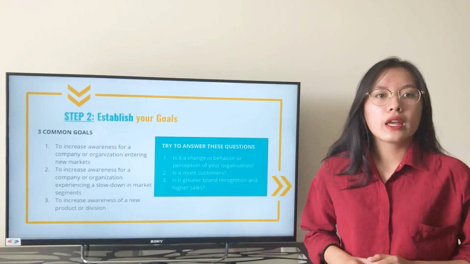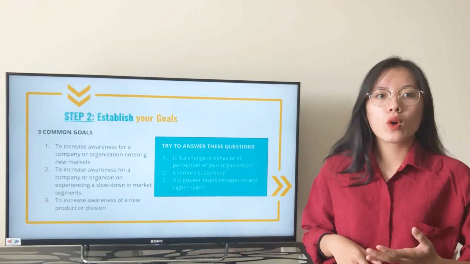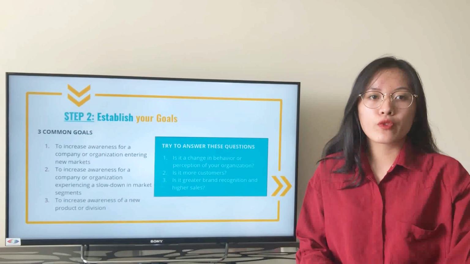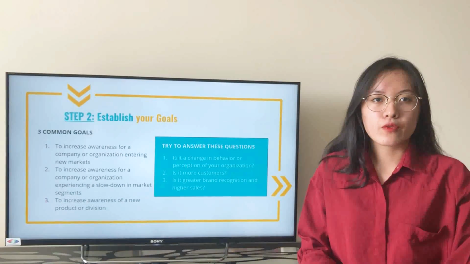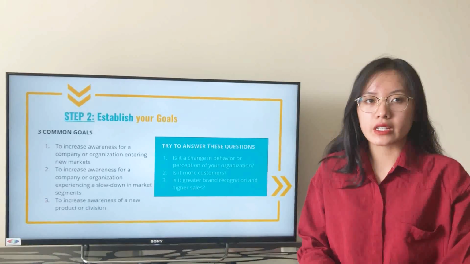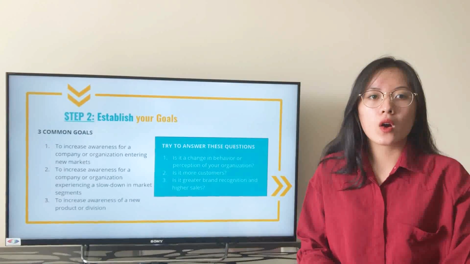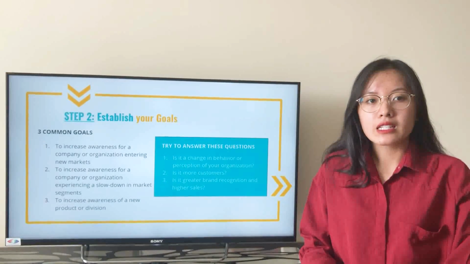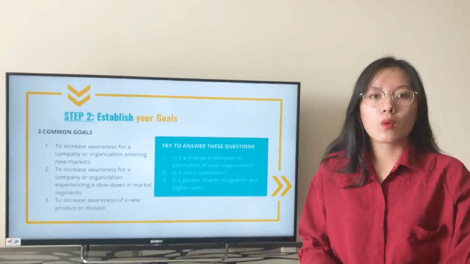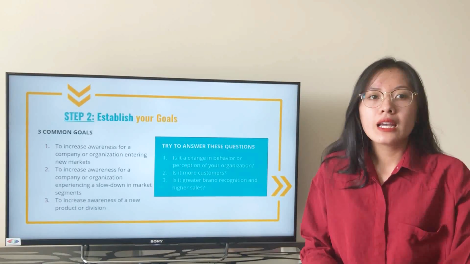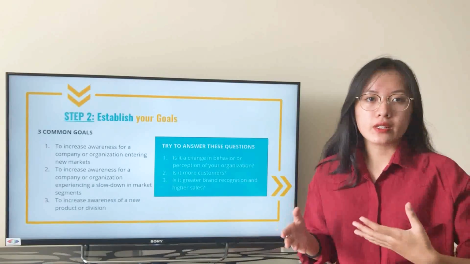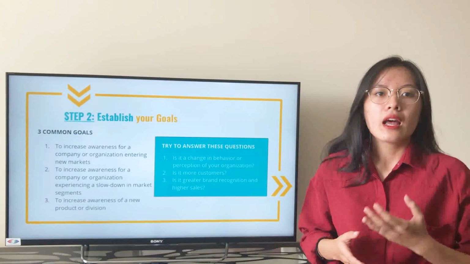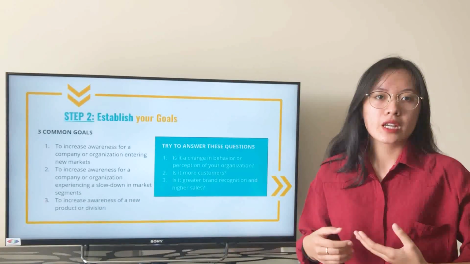So in the next step, we have to establish our goals, and determine what will be achieved after implementation of the plan. Usually, a company builds a public relations plan for some purpose, like to increase the awareness for a company or organization entering new markets, or to increase the awareness for a company or organization experiencing a slowdown in the market segments. And the last purpose is to increase awareness of a new product or division. In this step, try to answer all these questions. Keep your goals in the area of 3 to 5 years, and remember to ensure that they are measurable along the implementation of the plan.